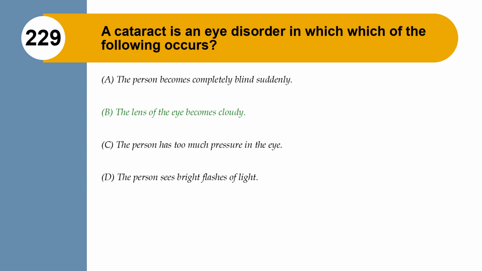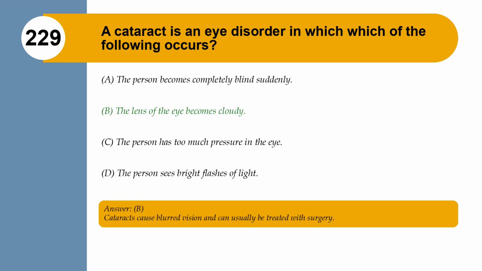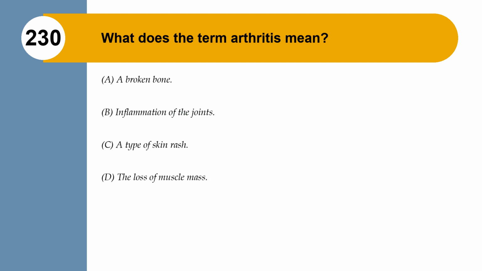The correct answer is option B. The lens of the eye becomes cloudy. Explanation. Cataracts cause blurred vision and can usually be treated with surgery. Question 230. What does the term arthritis mean?